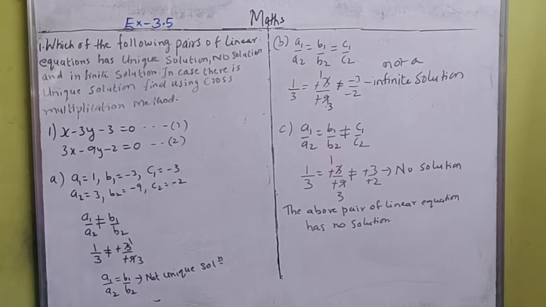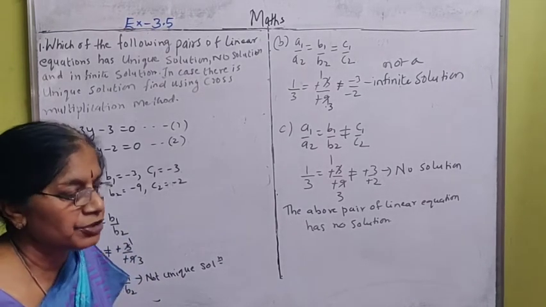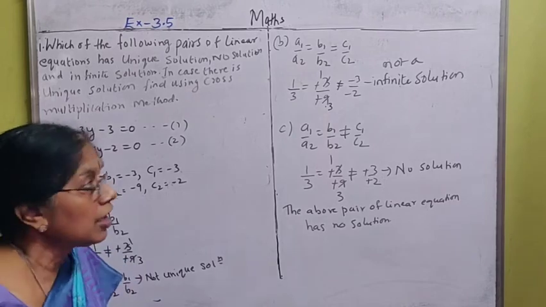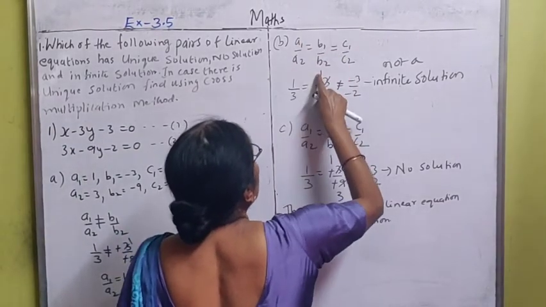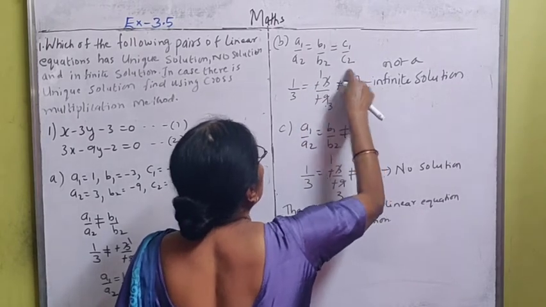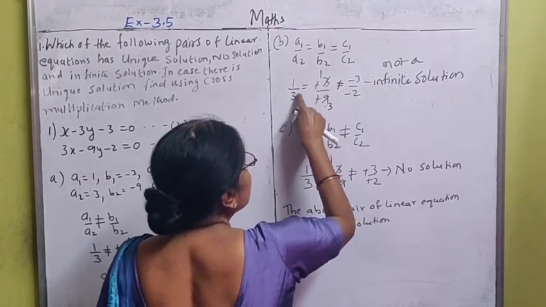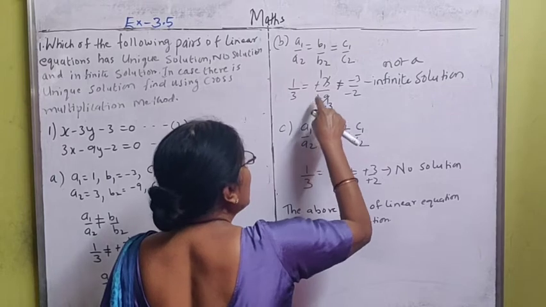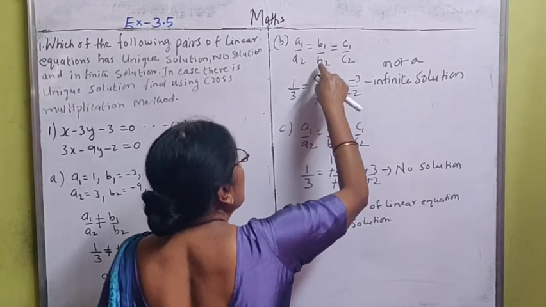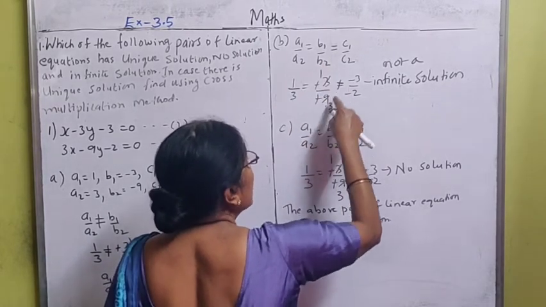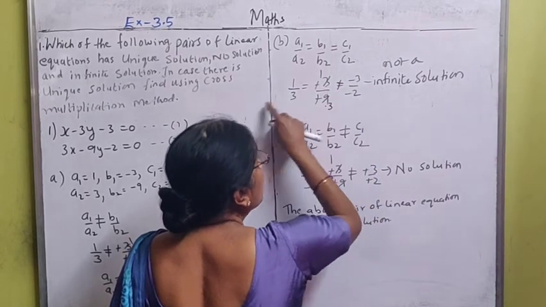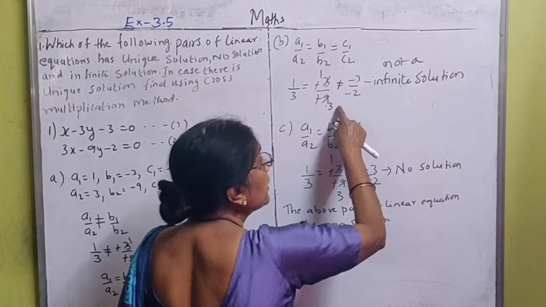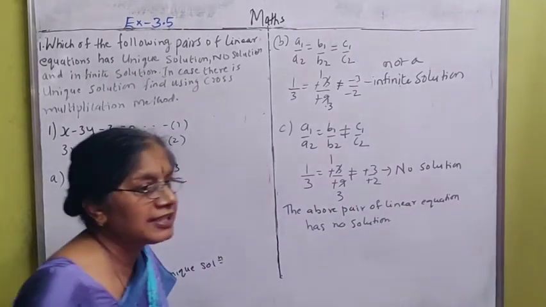Second one, let us check whether it is an infinite solution or not. What does the infinite solution say? A1 by A2 should be equal to B1 by B2 should be equal to C1 by C2. Let us see. 1 by 3 is equal to minus 3 by minus 9. The minus minus sign cancels. 3 ones are, 3 threes are. Then minus 3 by 2. It is not equal. All the three ratios are not equal, which means it is not an infinite solution.